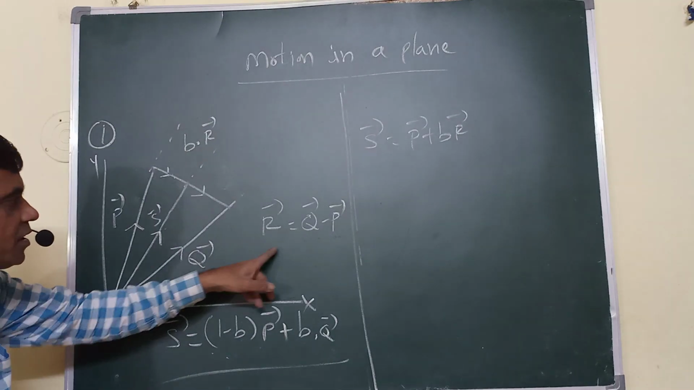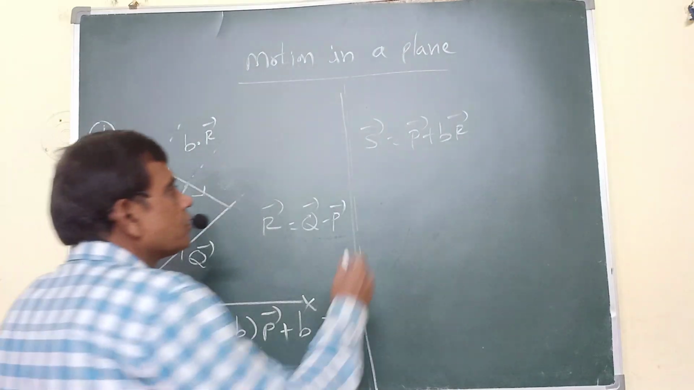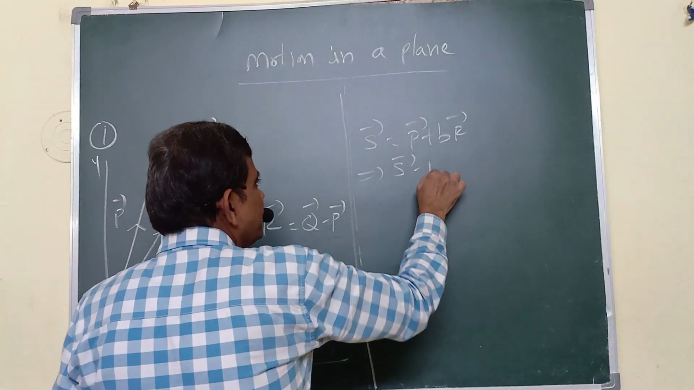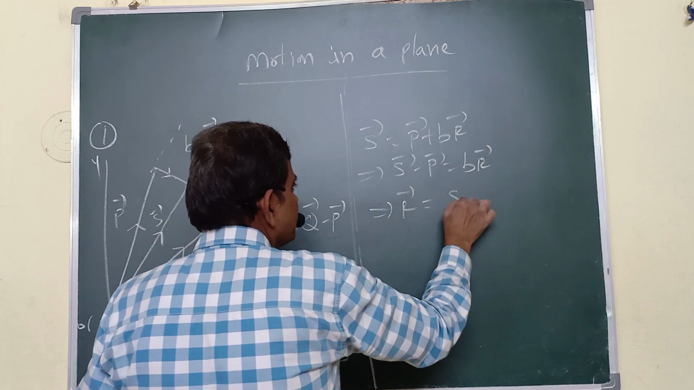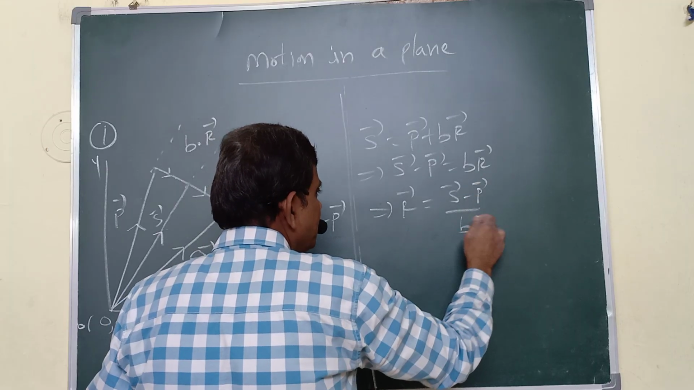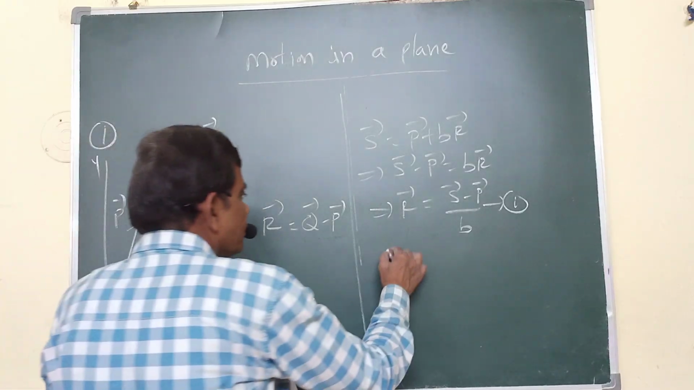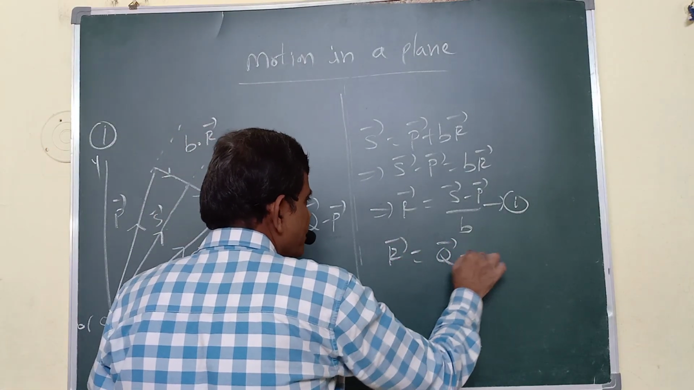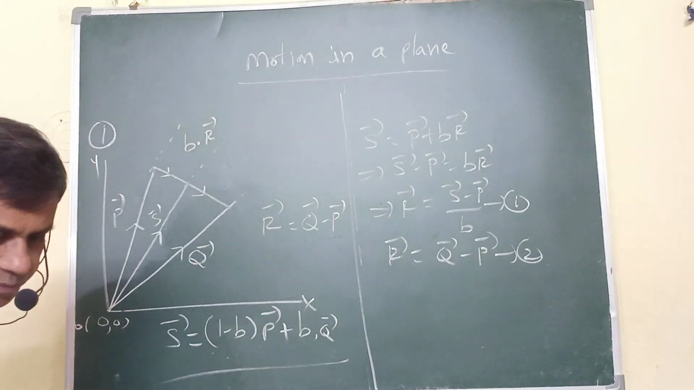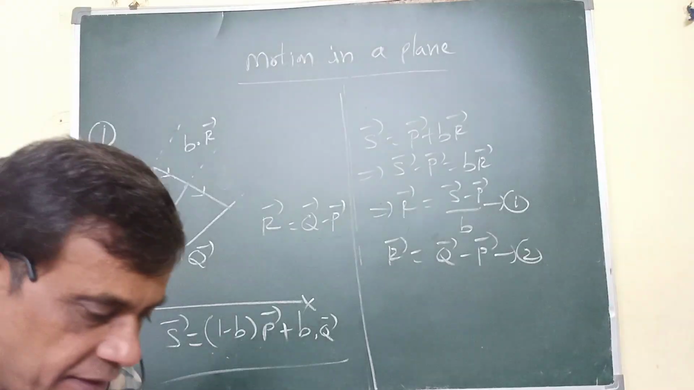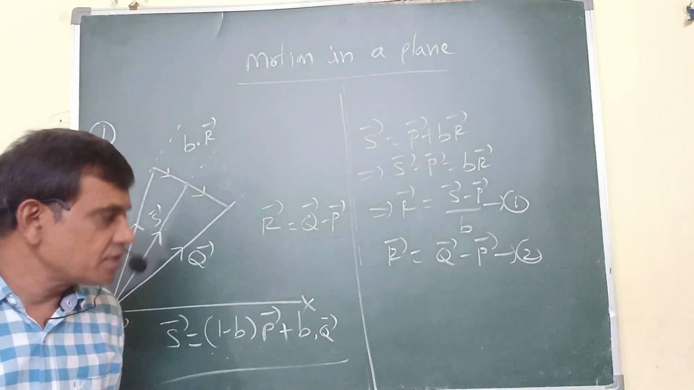So here we want R because here R relation given. How it comes R? So S minus P equals to BR. So R equals to S minus P by B. This is my first equation. Similarly here what given R? R equals to Q minus P. This is my second equation. In these two cases R vector is same. So I am comparing. LHS equals so automatically RHS equal.